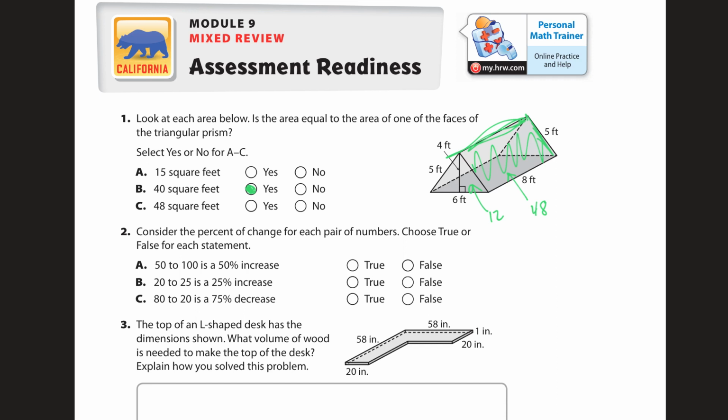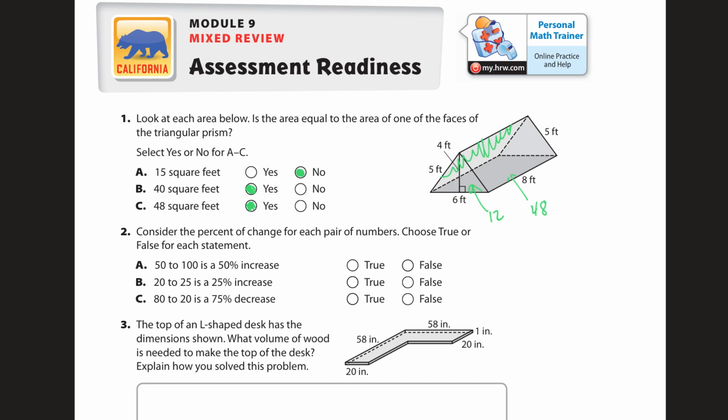I'm going to erase other stuff here. So, and I don't see, oh, I do see 48. 48's there too. So there's another one. And 15. Let's see. The backside, well, that's an isosceles triangle, so this backside here is also 40, and 48 and 12, so this 15 is a no.